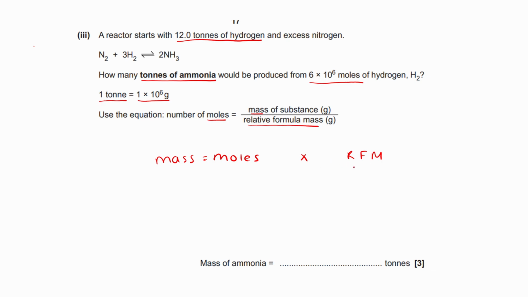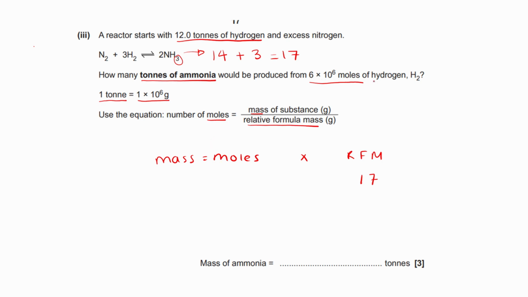So let's start with the relative formula mass first. The relative formula mass is the mass of the formula of ammonia. So nitrogen has a relative mass of 14, and hydrogen has a relative mass of 1, but because there's 3 of those, it's 3 in total, and therefore the relative formula mass of NH3 is 14 plus 3, which is 17. So that's 17.